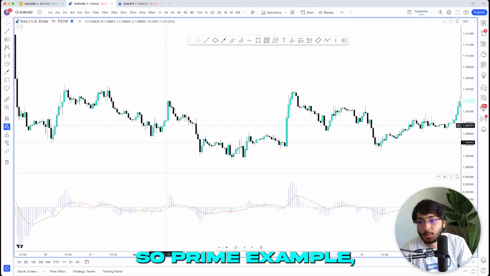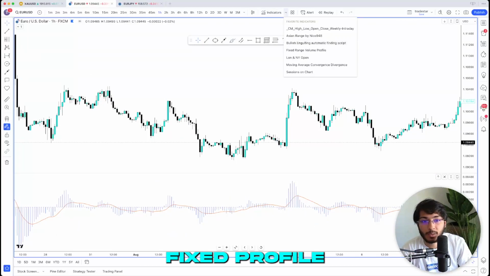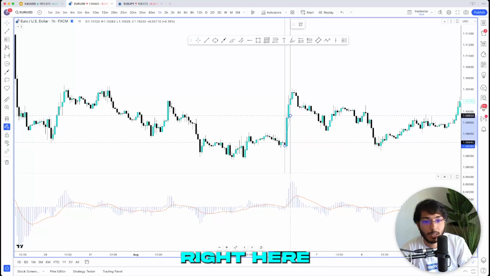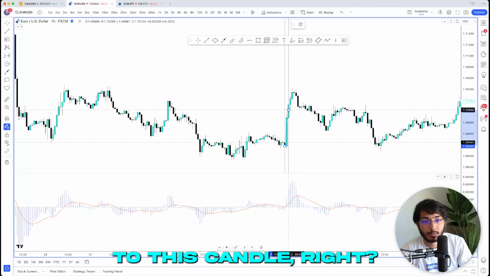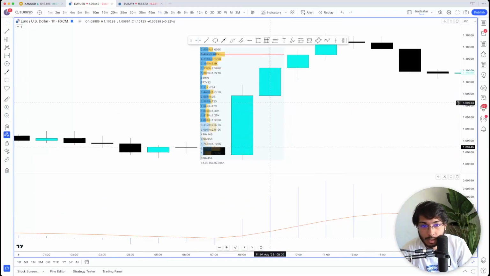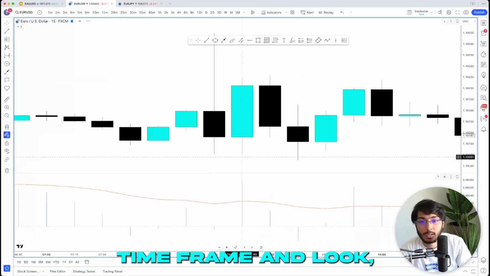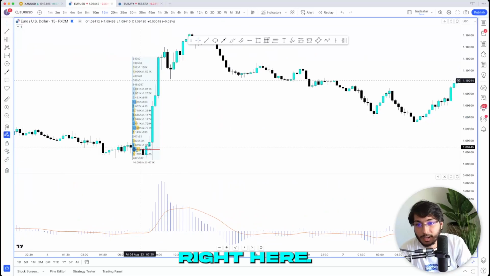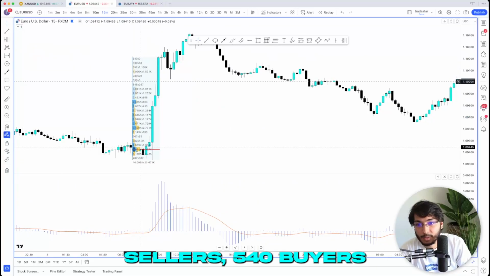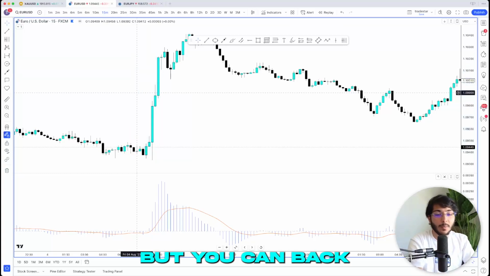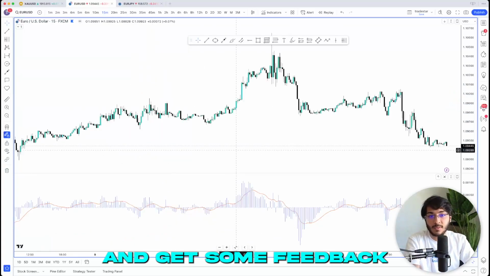So prime example, let's try to use the volume range fixed profile one more time. Let's grab it and then plop it down right here from this candle to this candle. Right, and then we just zoom in on it, and maybe we go to the lower time frame and look. What we see is price is pretty efficiently moving. Right here, 530 buyers versus 0 sellers, 540 buyers and no sellers. This isn't a very good example, but you could back test it and get some feedback for it.